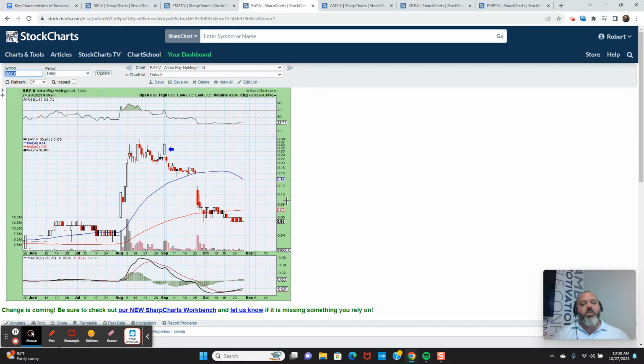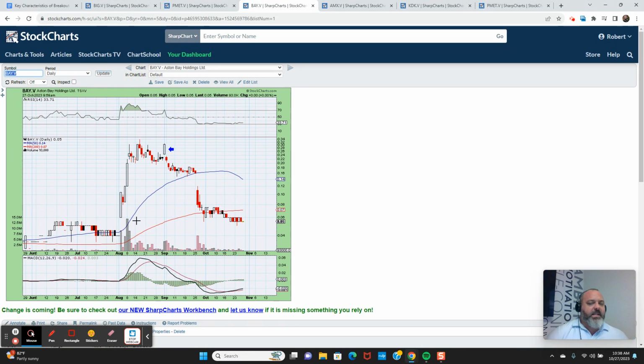Aston Bay, this is one that's more recent. This is relevant to 2023, August, September of this year. Had a tremendous rise. You can see this huge accumulation volume on this surge higher.